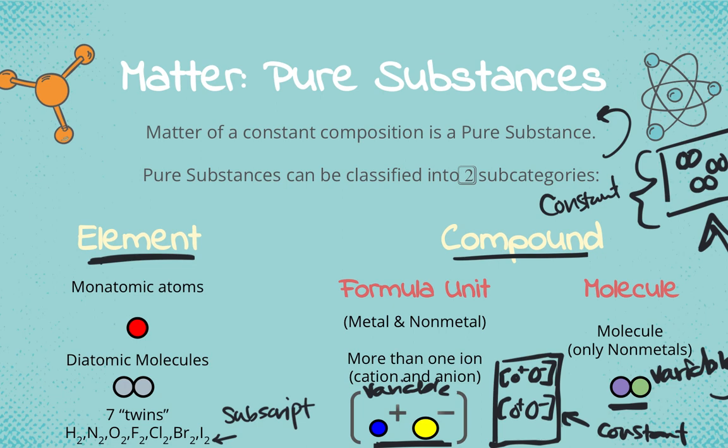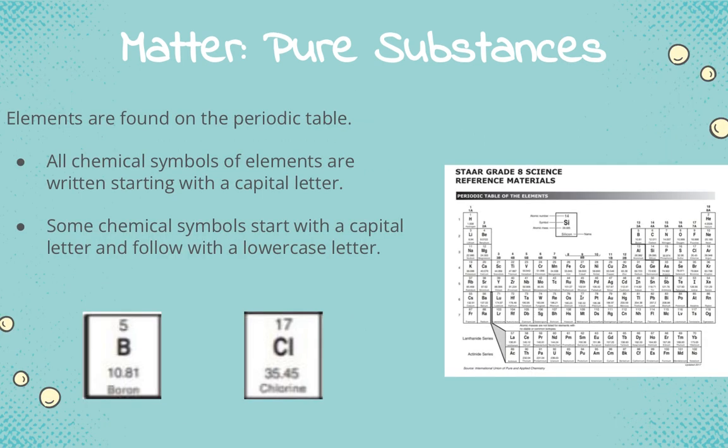So an example of this would be table salt that you use at your house that does not have iodine in it, just pure table salt. It would be classified as a pure substance because all of the formula unit particles throughout that table salt sample are the same. So we would say that that has a constant composition in the sample and would classify that as a pure substance.